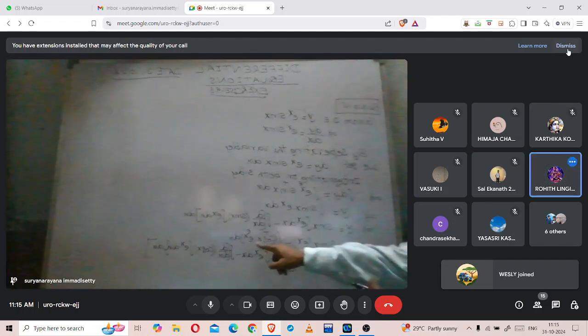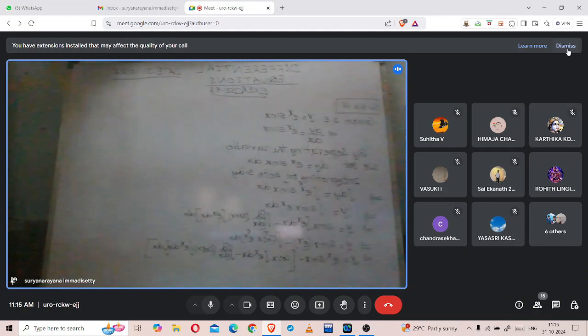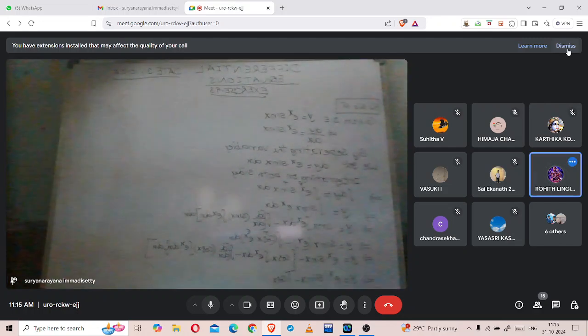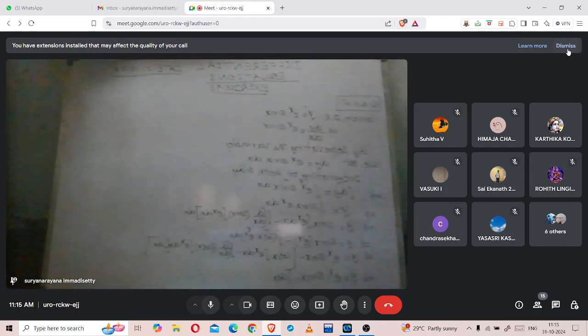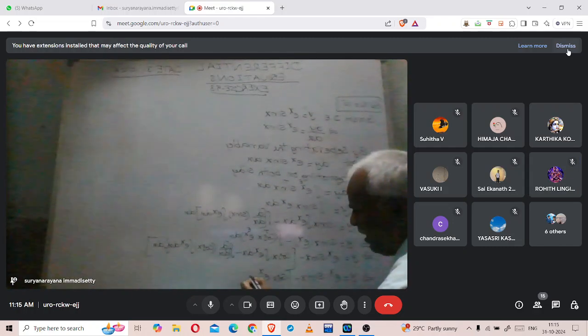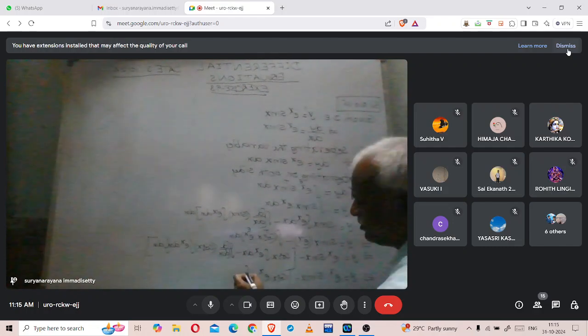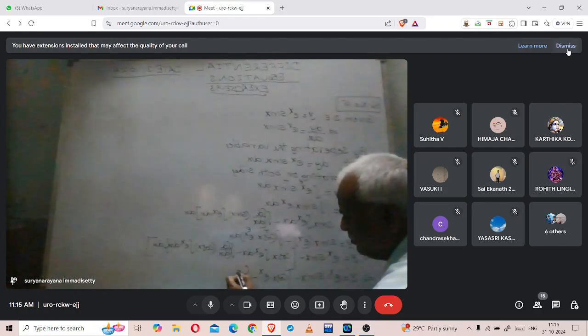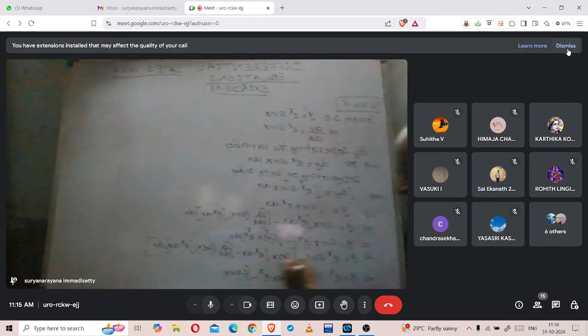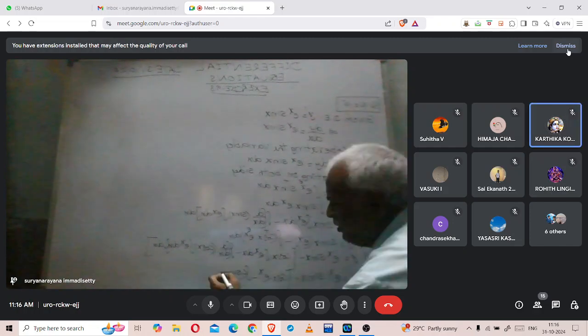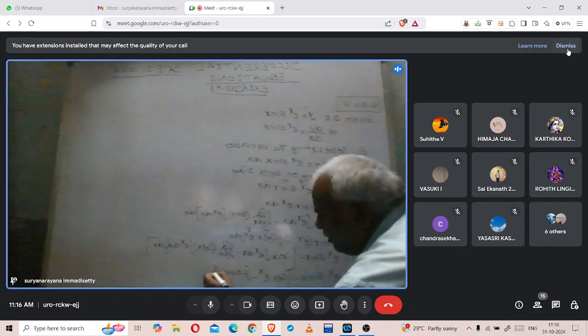Again we are integrating this function by the parts method. This implies y is equal to e power x into sin x minus cos x into integral e power x, which is e power x only, minus integral of d by dx of cos x, which is minus sin x, into integral e power x dx. E power x only.